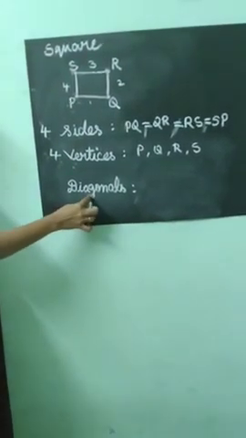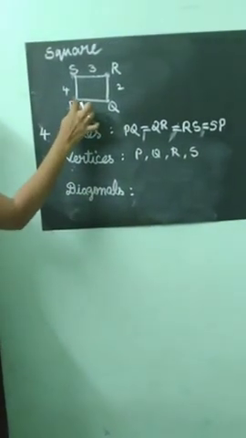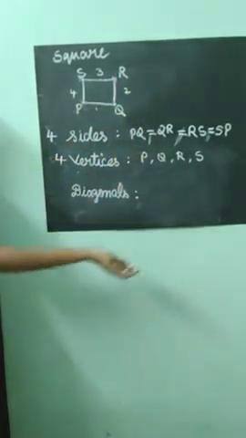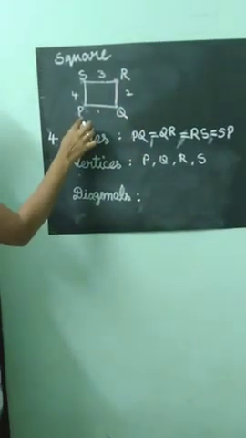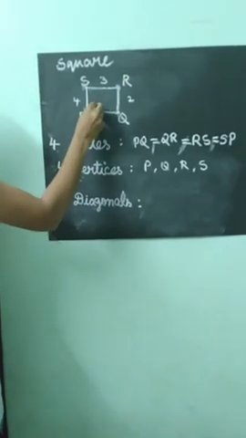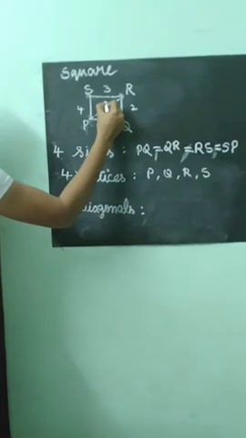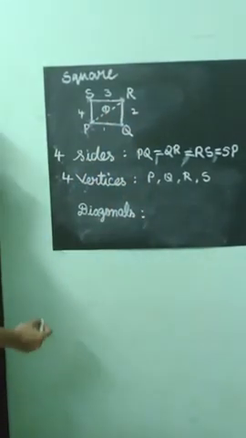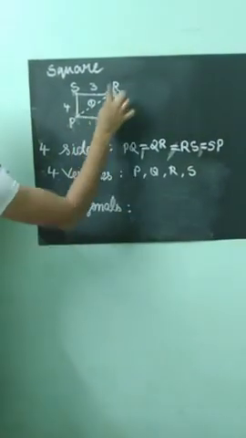Now, diagonals. Diagonals means, I already told you, a line joining opposite corners. First I am taking a point P. What is the opposite of P? R. So I am just joining P and R, and this is considered as one diagonal. Okay, ma'am. So PR.